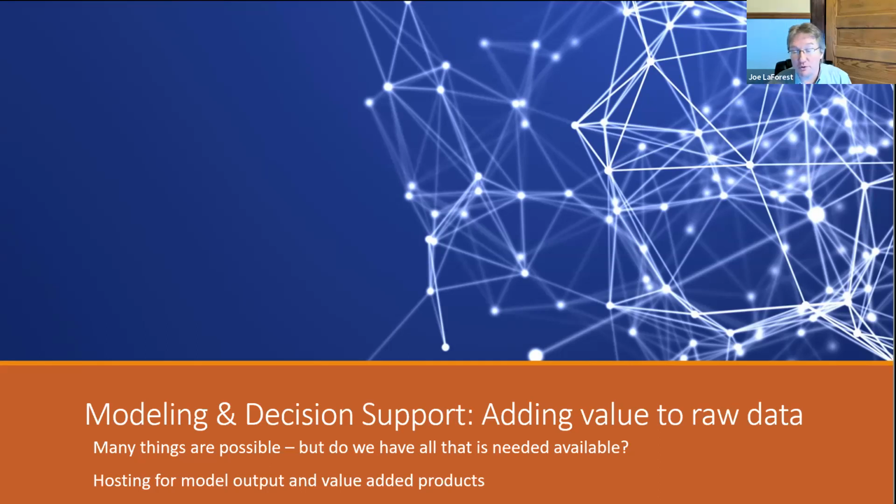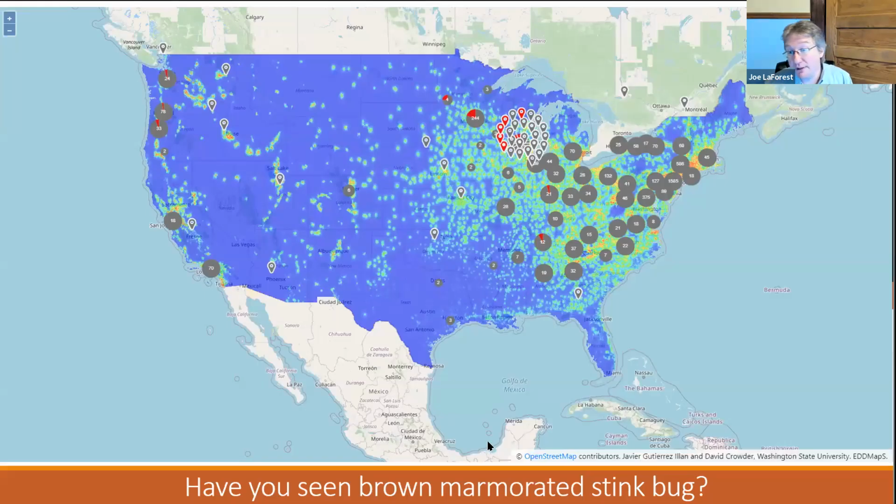So we work with folks, say, all right, you've gotten it to this point. Let us help you and operationalize that. Let's make it web ready and put it online for you. So here's one example. Someone took brown marmorated stink bug data and said, all right, here we go with it.